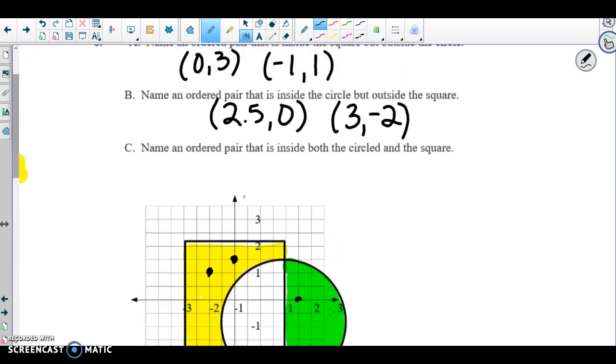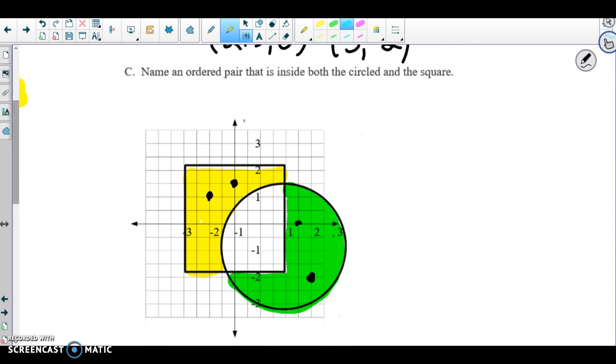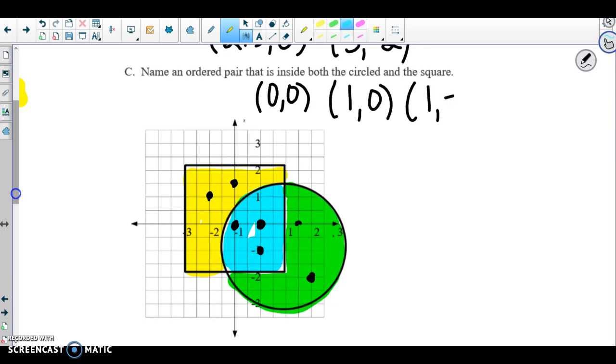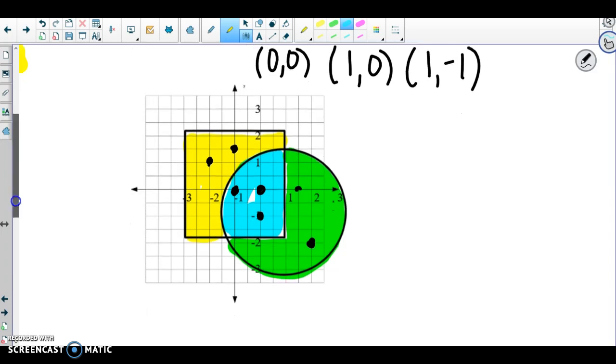And then we need an ordered pair that's inside both of them. So if I take a look, I'm looking for one that's inside both, which is going to be in this area right here. And I'm going to take the obvious one. We're going to say the origin because it's right here. So we could say the ordered pair 0, 0. I could say 1, 0, because I didn't go up any. I could go down 1, -1. Okay, so we just need to make sure we're counting and we have our numbering right.